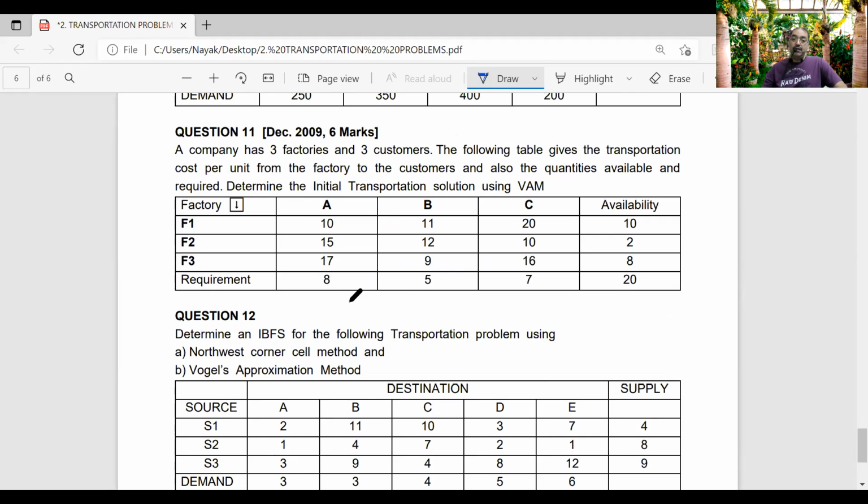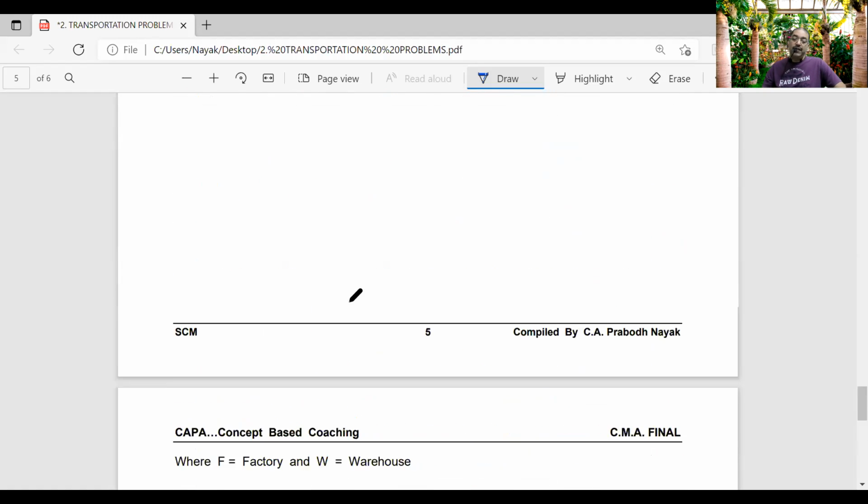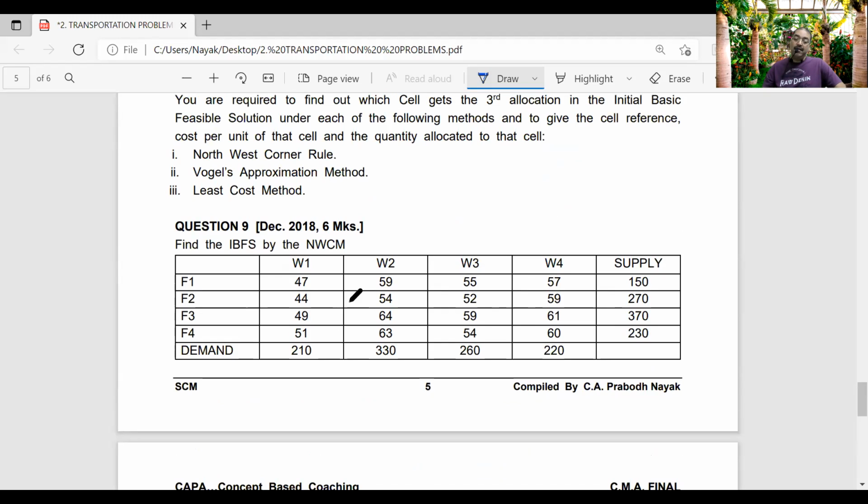Normally, in examination questions, they give you the method. Method is specified normally. If nothing is given, you can solve by any method, but if time permits, I would prefer the VAM method, that is Vogel's approximation method. If time is not there, then you go for the Northwest Corner method. That is the simplest one.